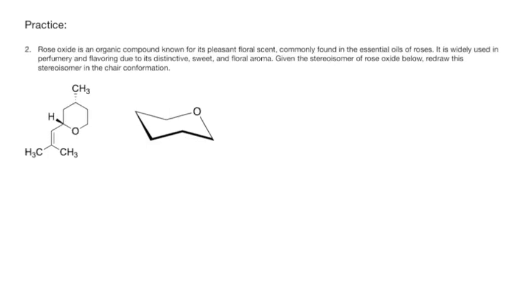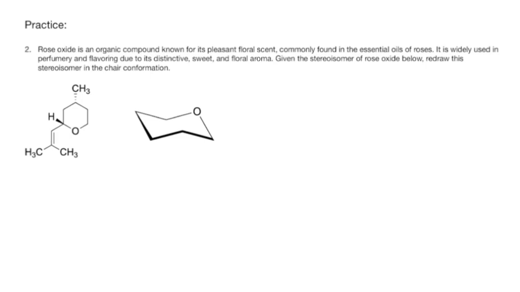Let's move on to the next question. Rose oxide is an organic compound known for its pleasant floral scent, commonly found in the essential oils of roses. It is widely used in perfumery and flavoring due to its distinctive, sweet, and floral aroma. Given the stereoisomer of rose oxide below, redraw this stereoisomer in the chair conformation. Feel free to pause the video and try this problem on your own first.